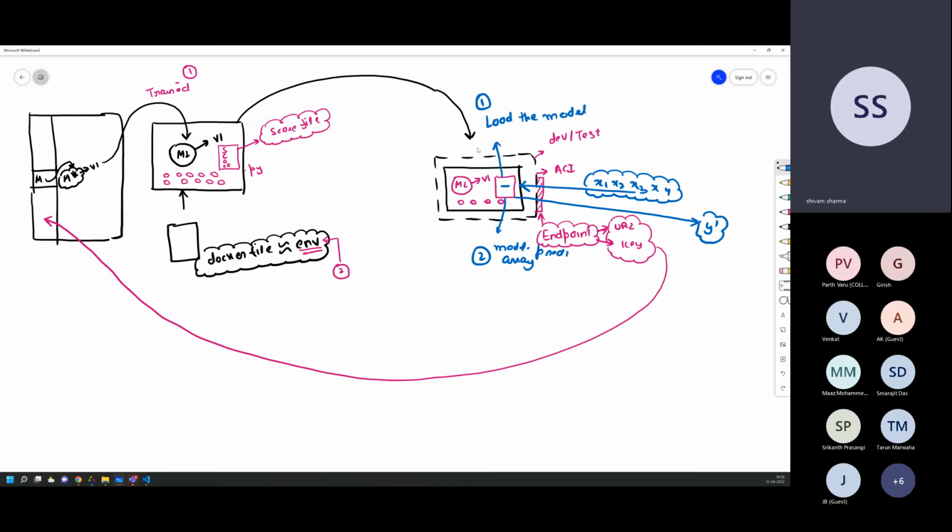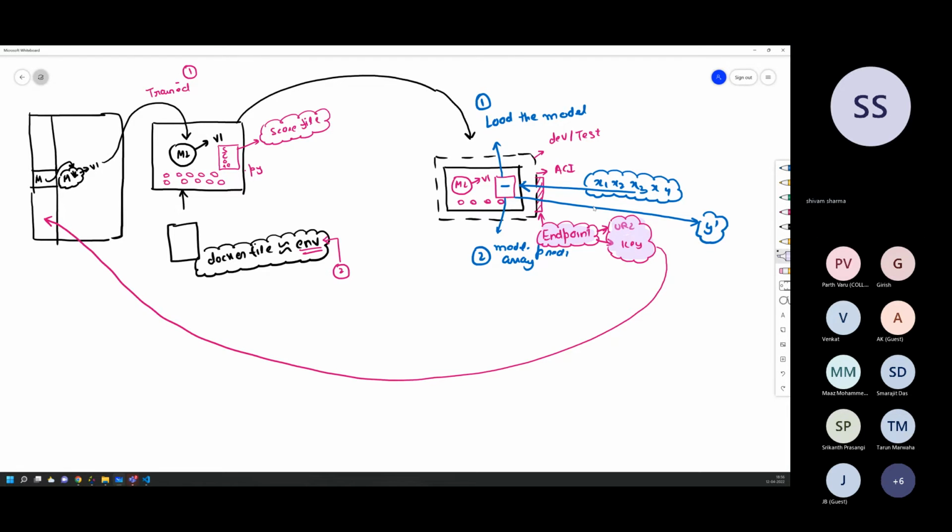So various deployment targets can be there, and various types of endpoints can be there. But the endpoint we are referring to right now is this one, the API endpoint. This is the process which needs to happen after that. Think it through. Any questions, guys, on this?